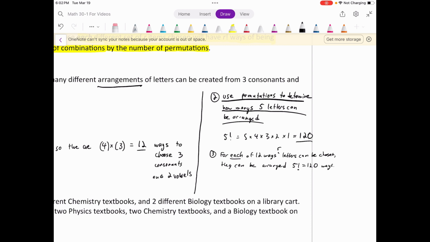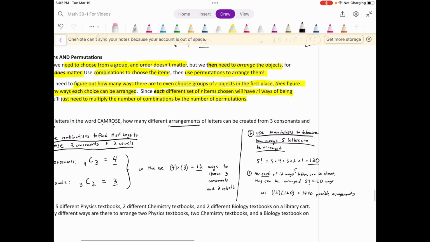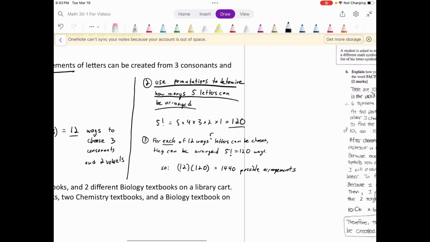So we need to multiply 12 by 5 factorial, right? So 12 times 120, that's 5 factorial, gives us 1,440 possible different ways that we could arrange 3 consonants and 2 vowels from the word Camrose, right? 12 ways to even choose the 3 consonants and the 2 vowels in the first place. And then for every single one of those, there's 120 ways to actually rearrange those 5 letters that we chose, giving us that as our final answer.